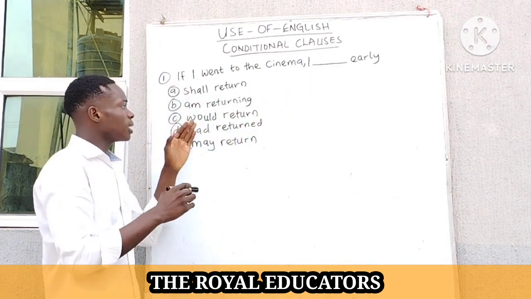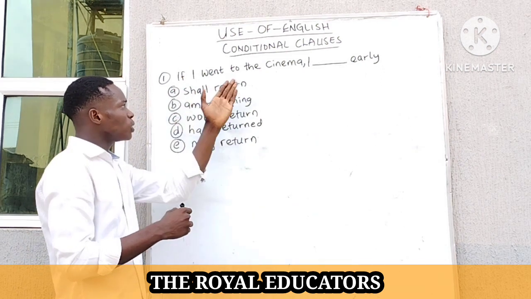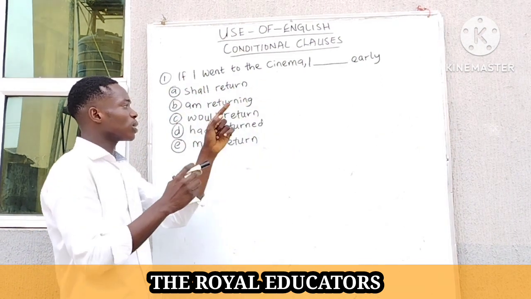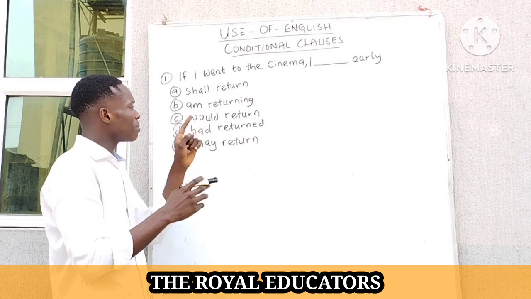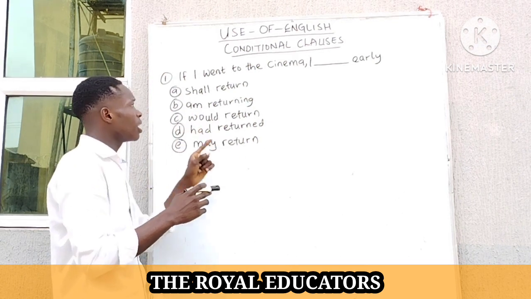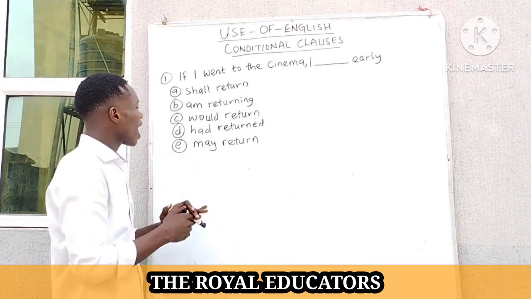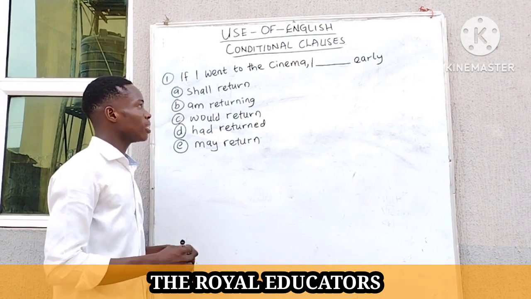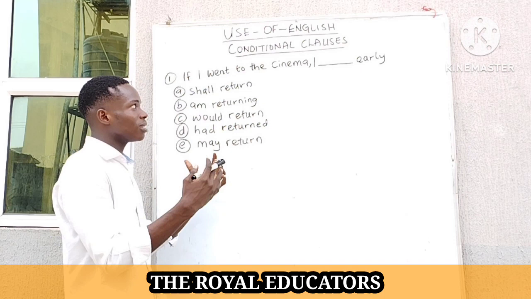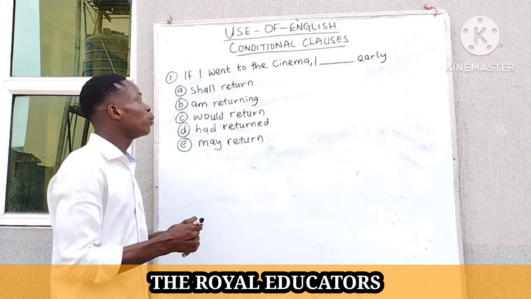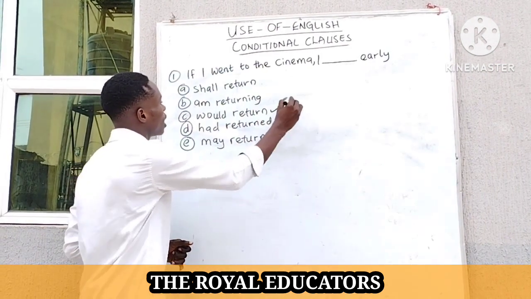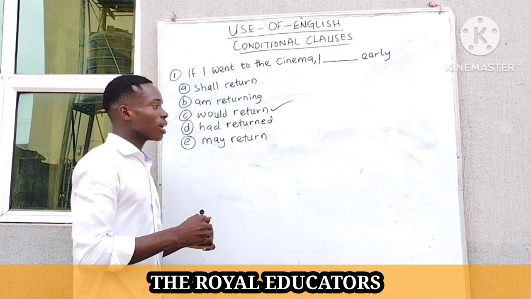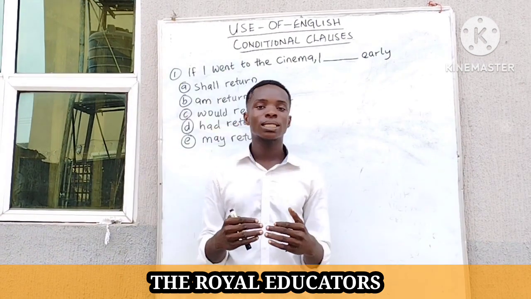Okay, so in C, we have, if I went to the cinema, I will return early. D, if I went to the cinema, I had returned early. And E, if I went to the cinema, I may return early. Now, looking at it, a sane person that has gotten the knowledge of conditional clauses will go for C, and C is correct. Okay, now we are going to look at the next question.